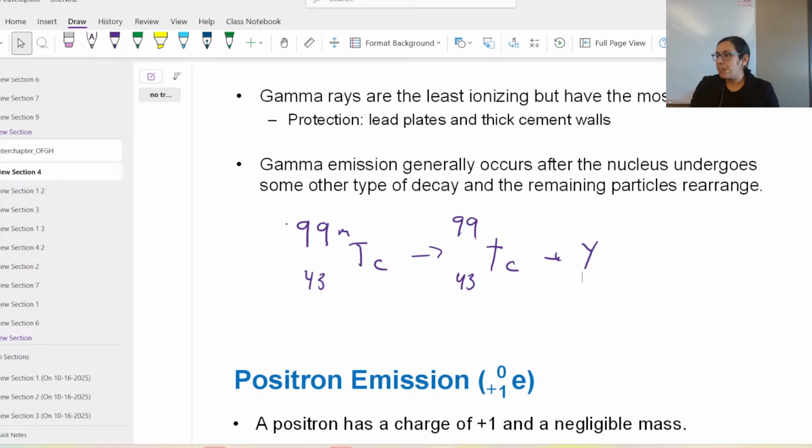Essentially, I don't fully understand what's going on, but usually it's coupled with other radiation though.